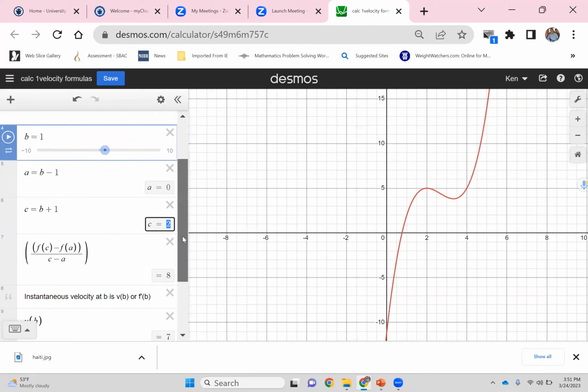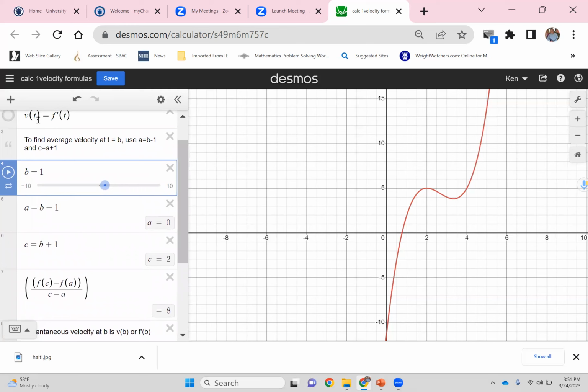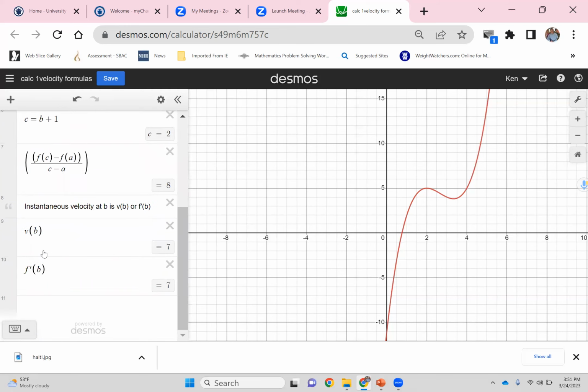Now, the instantaneous velocity, which is the velocity function, is the derivative of the position function. It's right here, and it says if we let B equal 1, the instantaneous velocity is 7. And the derivative at B equals 1 is also 7.